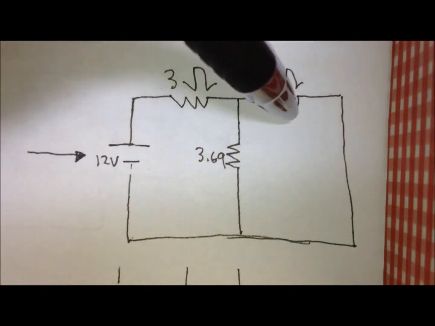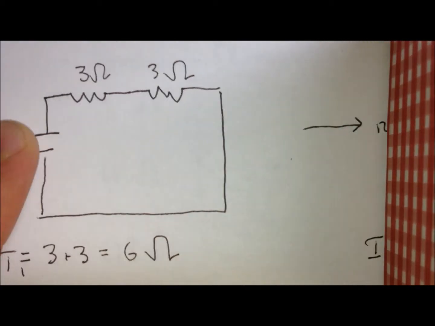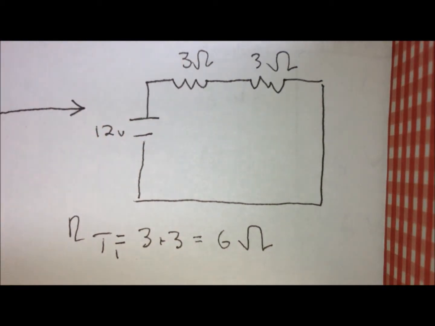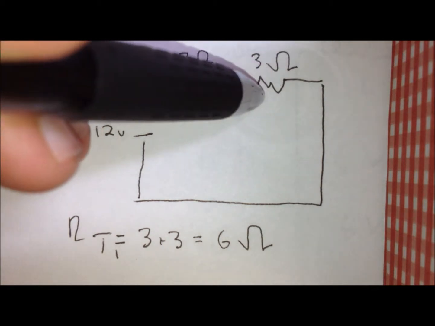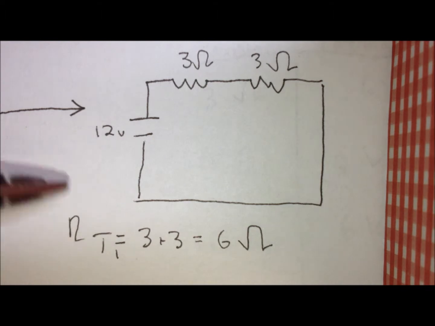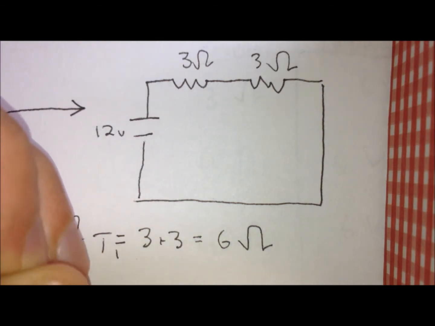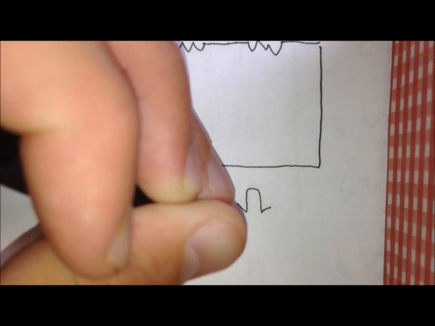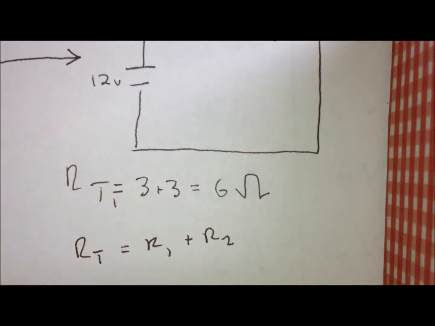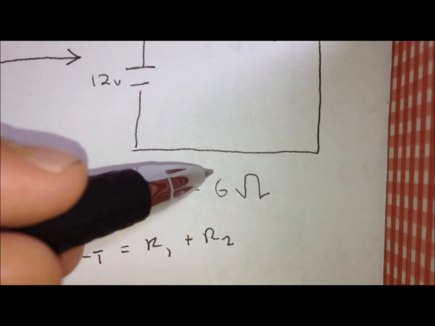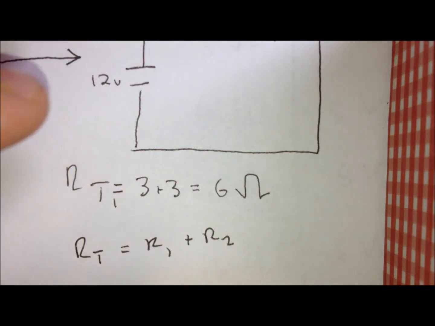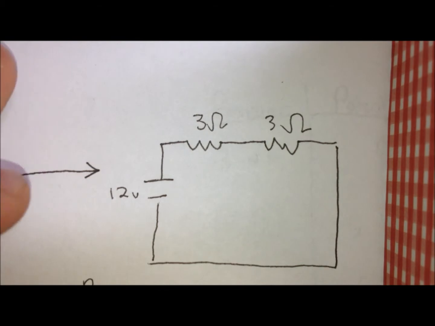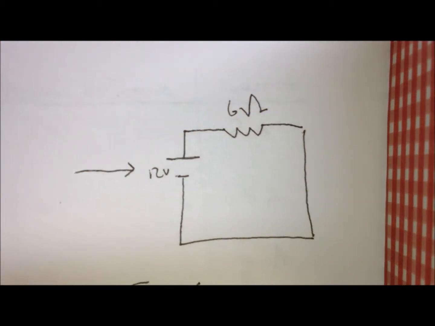So these two are now going to combine with each other. We redraw the circuit again. Here we have that 12-volt battery, then the 3, and now the new 3, which is the new R total. One last step: we have to combine these two resistors with each other. Since they're in series, RT is just R1 plus R2. You don't do the inverse law anymore. Plugging in both the 3s, the R total is now 6 ohms.